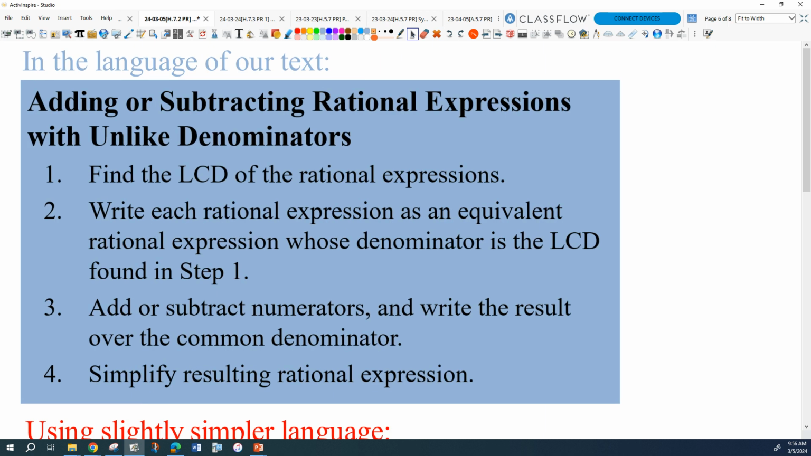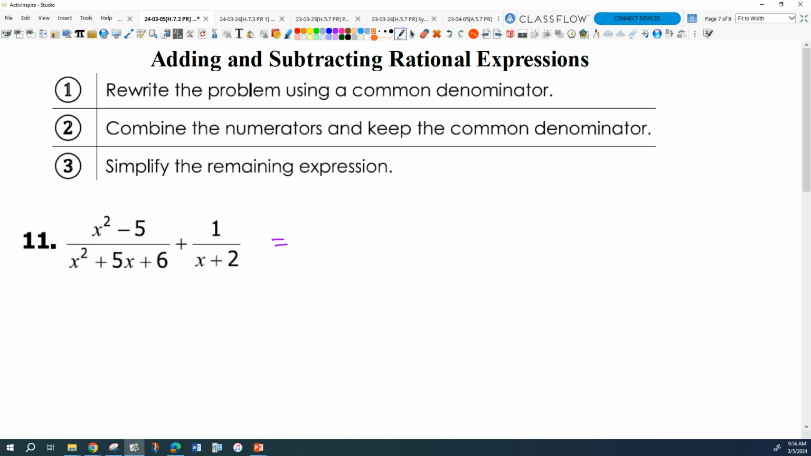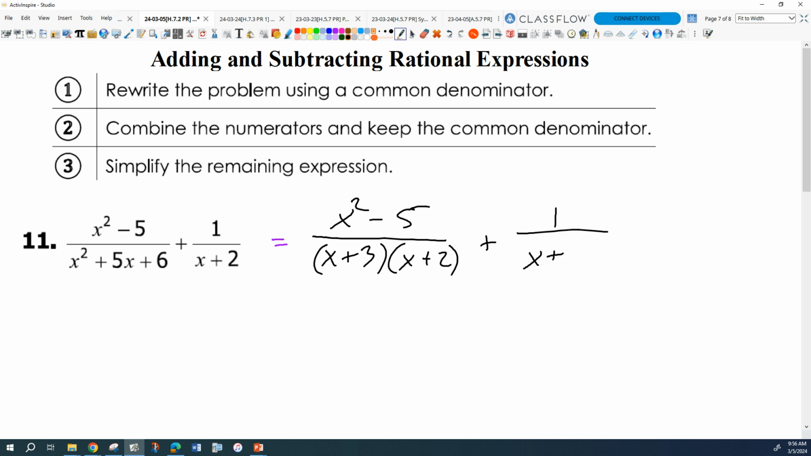Okay, so this first one is going to factor into what on the bottom? I've got my x squared minus 5 on the top. What do I get on the bottom? x plus 3 times x plus 2, okay? Plus 1 over x plus 2. Okay, I need to get a common denominator on the bottom. What's that going to be? x plus 3 times x plus 2. So to get that, what would I have to do to my second fraction to get that common denominator?